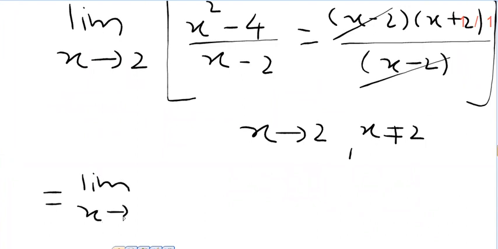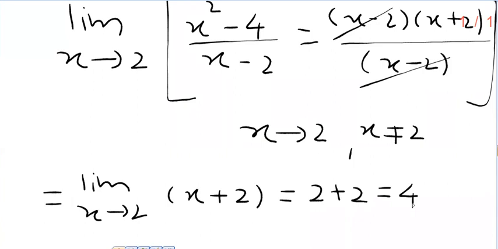So limit x tends to 2 of x plus 2. Now can we take the limit? Yes, we can. To take the limit means to replace every x by its limiting value, which is 2. So 2 plus 2, which is nothing but 4. Is that clear? So 4 is nothing but the value of the limit.